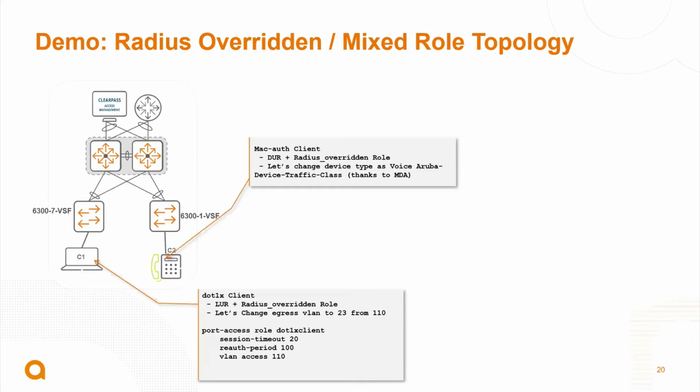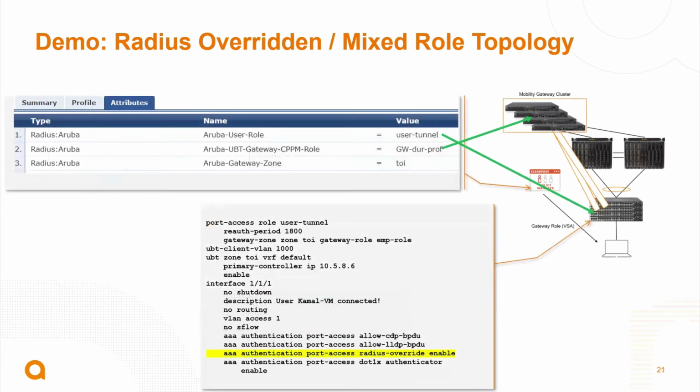The demo is going to be of two parts. First, I'm going to take you to a UBT one, where we'll download a role to a client onto a gateway. We'll change it from an employee role to a gateway role, maybe something like a professor role, and we'll download that from ClearPass to a gateway. After that, we'll also see DUR and LUR demos where we change the egress VLAN, and we also change the captive portal URL.